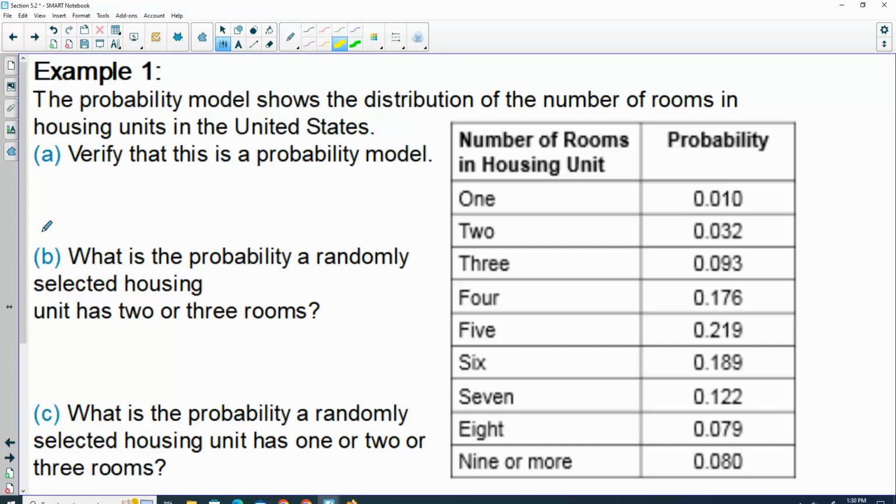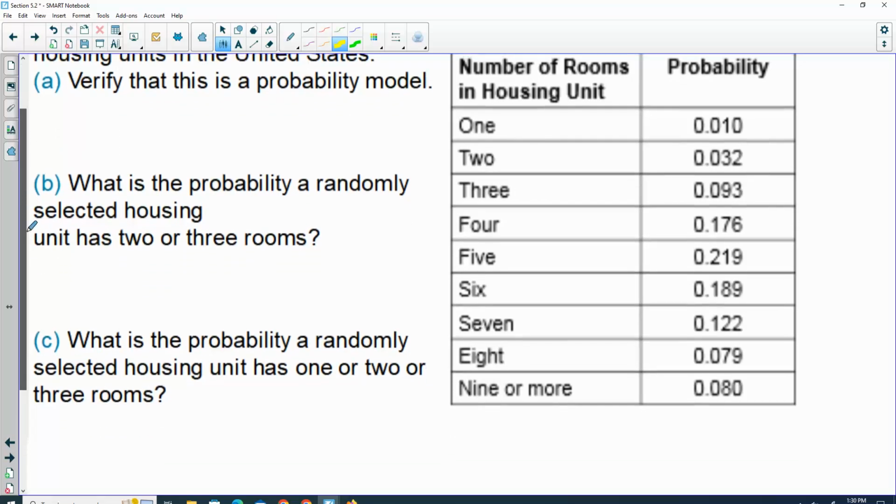So let's take a look at one. The probability model shows the distribution of the number of rooms in housing units in the United States. Part A, verify that it is a probability model. Yesterday I told you there are 2 requirements to be a probability model. What are they? They have to add to 1 and everything has to be between 0 and 1. So those are the 2 things. So if I check, each probability is between 0 and 1. So we're good there.